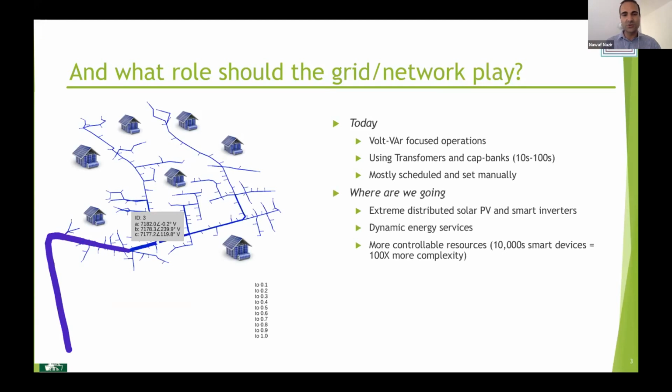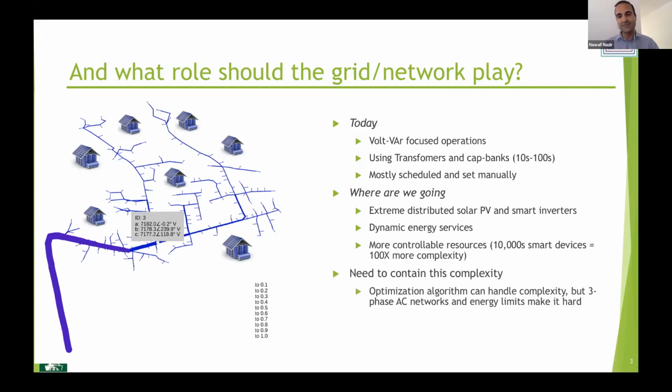But with extreme solar PV penetration, more smart inverters, and the need to provide dynamic energy services, now we have a lot of controllable resources, tens of thousands of smart devices. What that does is it increases the complexity by more than a factor of 100. So the need is that we need to contain this complexity through optimization algorithms that can handle this.